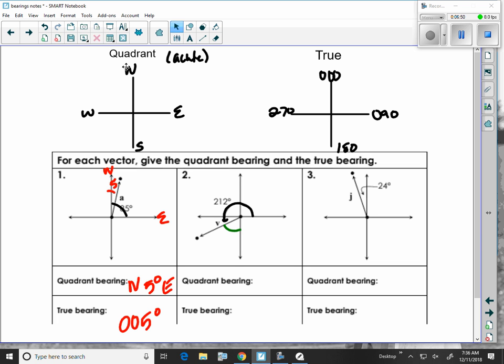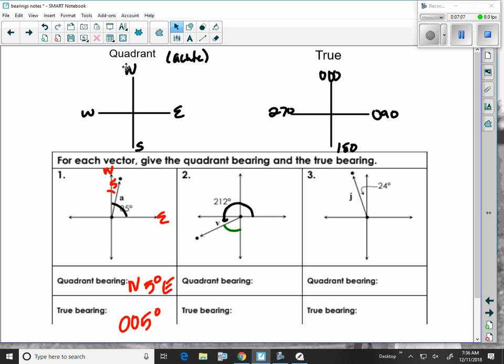Okay, has anybody got it? What do you think, Ethan? 58. 58. How'd you get 58? 90 plus 90 is 180. And then 180 minus 32 is 112. I subtracted 32 from 90.